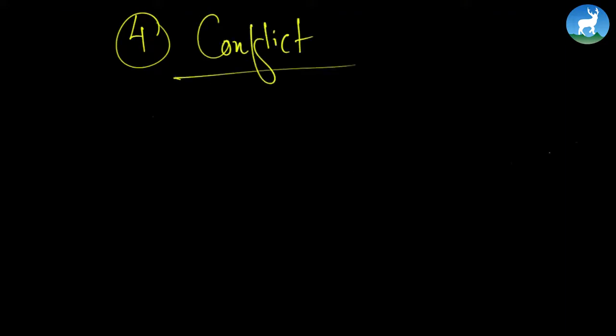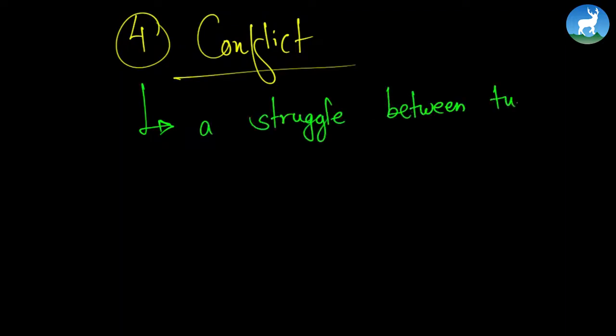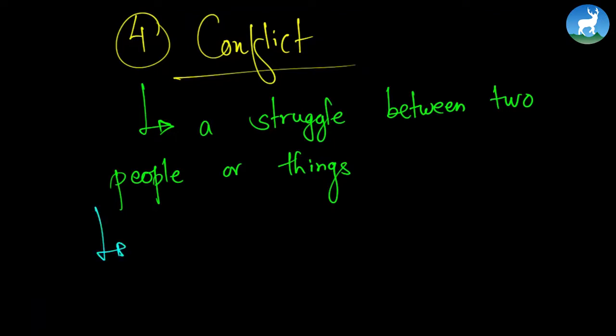The fourth element that we have is called conflict. What's a conflict? Conflict is a struggle. Needless to say, it's a struggle between two people or things in a short story. Sometimes people struggle with other people. Sometimes people struggle with things. I guess things do not struggle with things. That would be silly. So it's like this. We have a main character.